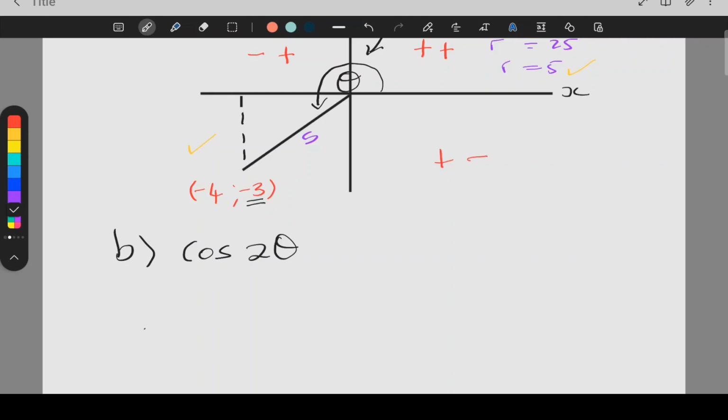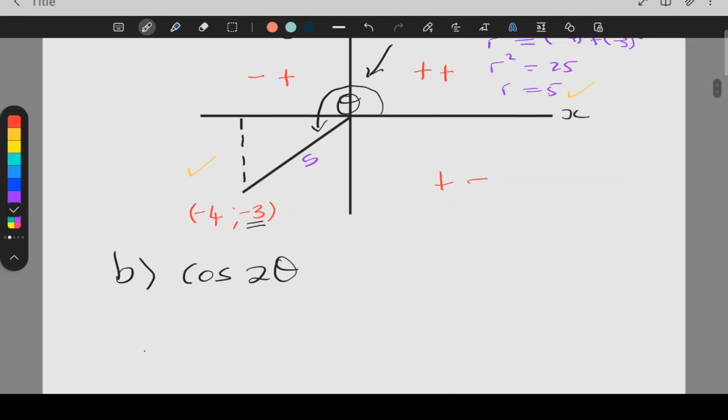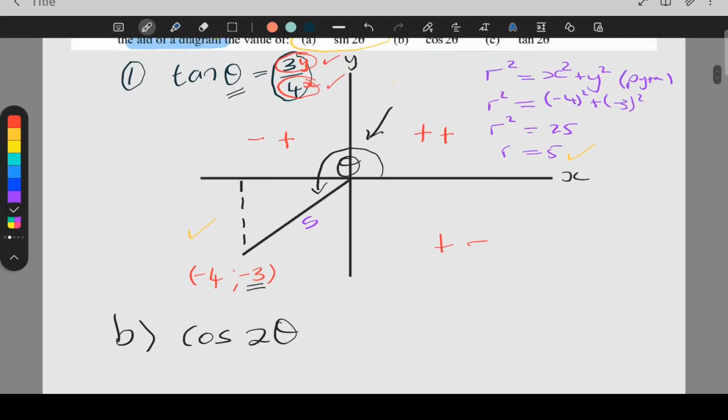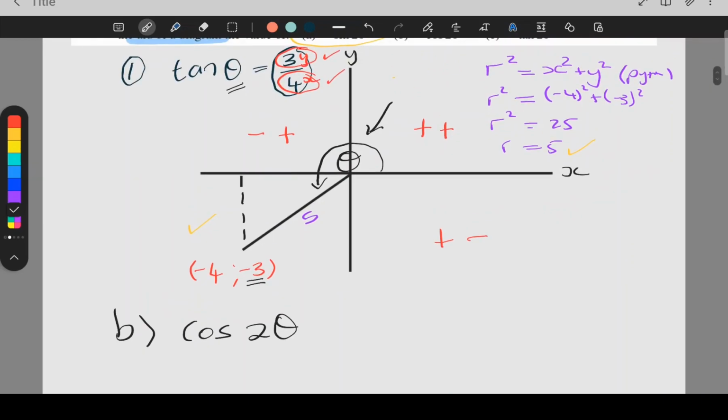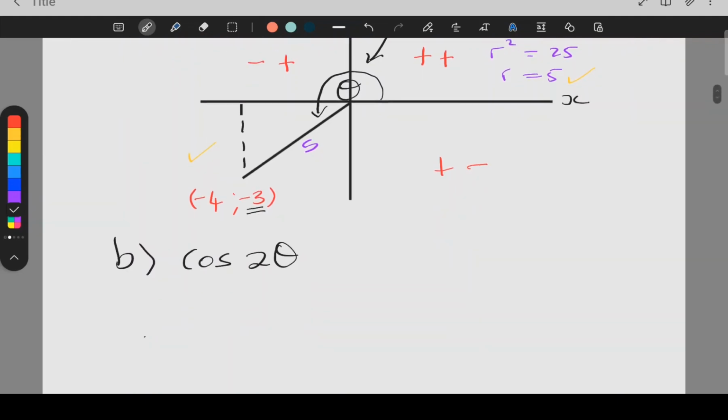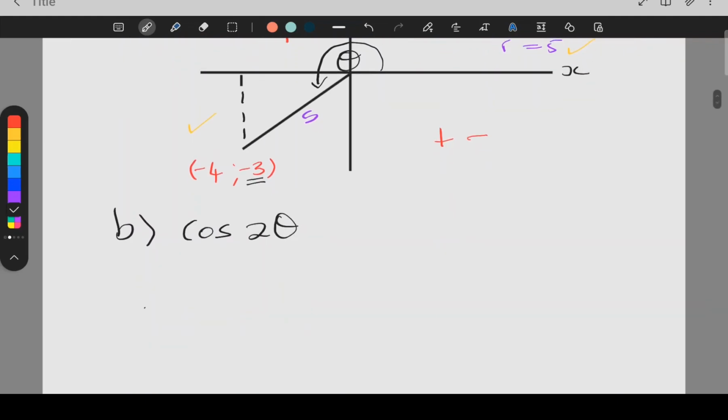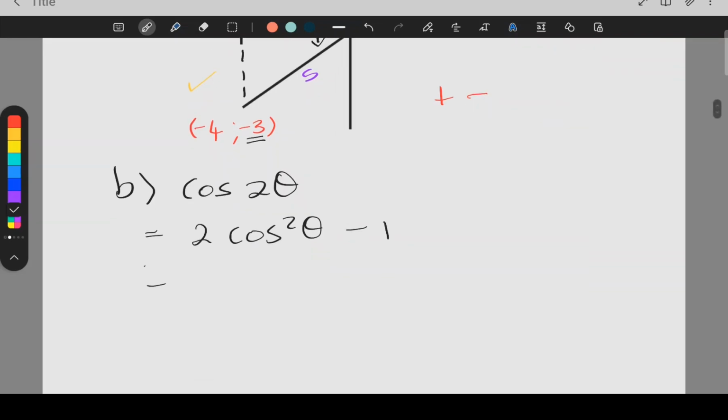Number B said calculate cos 2 theta. Again, I'm going to tell you there's only a theta in the diagram, not a 2 theta. So I'm going to have to change cos 2 theta. And remember, I have 3 options. I'm just going to choose one of them. So I'll choose this one, 2 cos squared theta minus 1. So that's a double angle. And then I'm just going to replace cos theta now with x over r. But remember, everything is squared, minus 1.